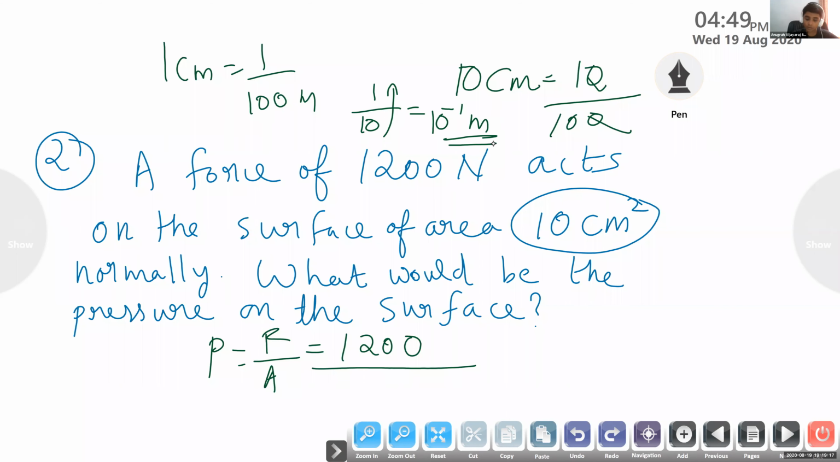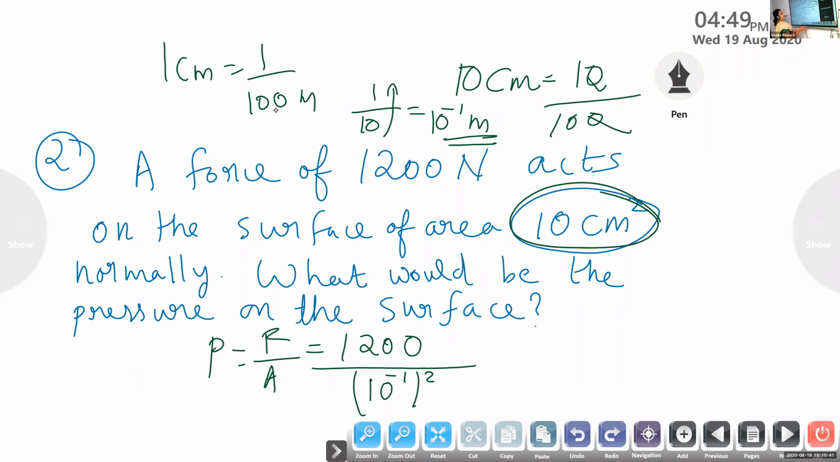Now you can write that here. So 10 to the power of minus 1 is the centimeter square. In our problem, it is centimeter square, so you have to square it. First we converted 10 centimeter into meter in terms of raised to power, then we have to square it.